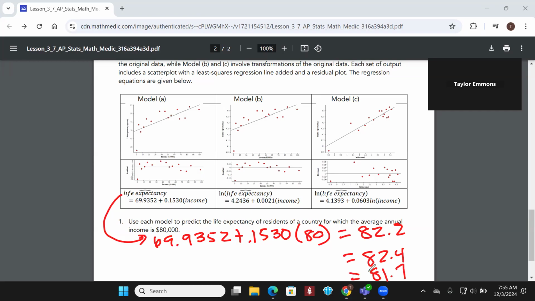Are there any questions? They gave you the equation, which makes it easier. Which model would make the best predictions for life expectancy? Why? The scatter plot is going to be most linear, and so the residual has no leftover pattern. We want chaos in the residual.